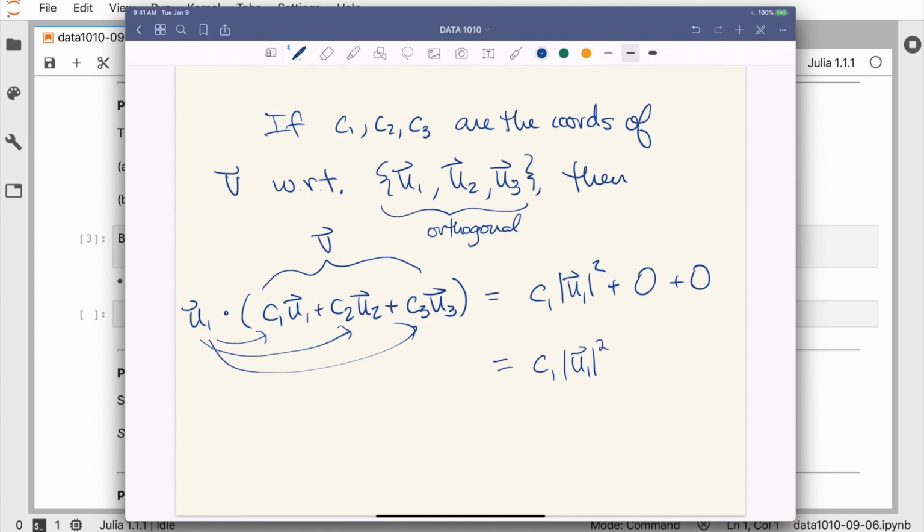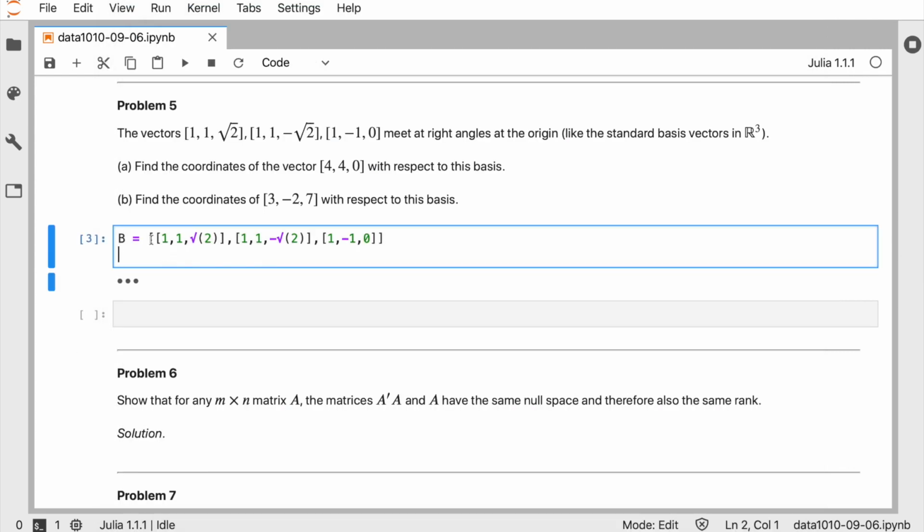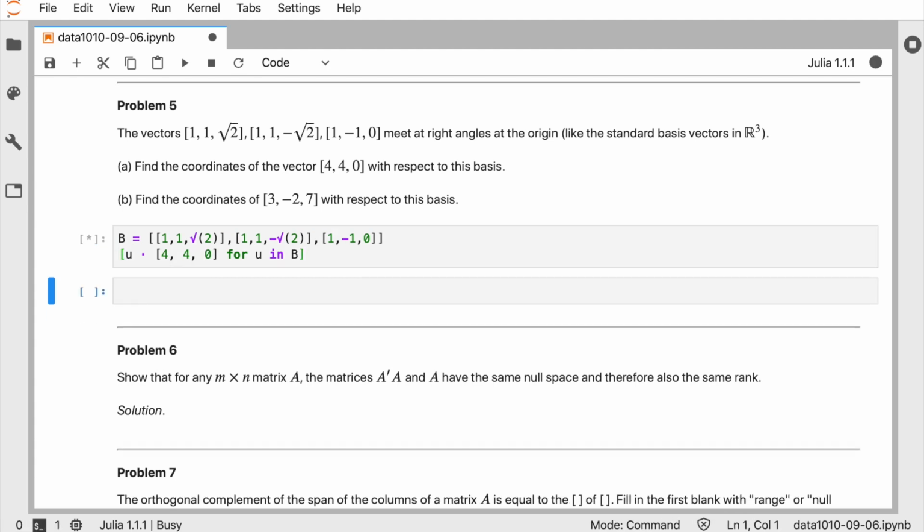So that suggests a strategy for coming up with the coordinates that we can calculate easily. So let's come over here. We have our array of 3 vectors here, and I want to do an array comprehension over that. So for each vector u in that basis, what I want to do is calculate the dot product, which is u backslash cdot, and I hit tab to get the dot. And I can just dot with this vector 4, 4, 0 first. And then we'll switch to 3, negative 2, 7.